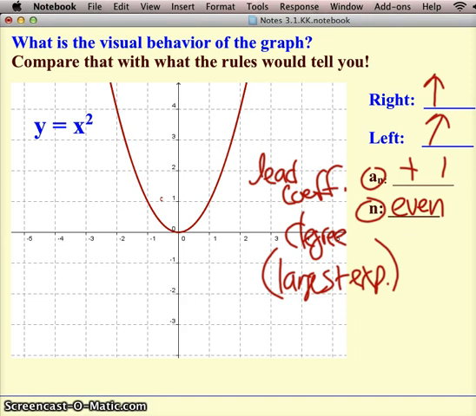So if I'm describing the end behavior of this parabola, it rises on the right side, it rises on the left side. The reason it does is because the lead coefficient is positive and the degree is even, which means even graphs do the same thing on both sides.